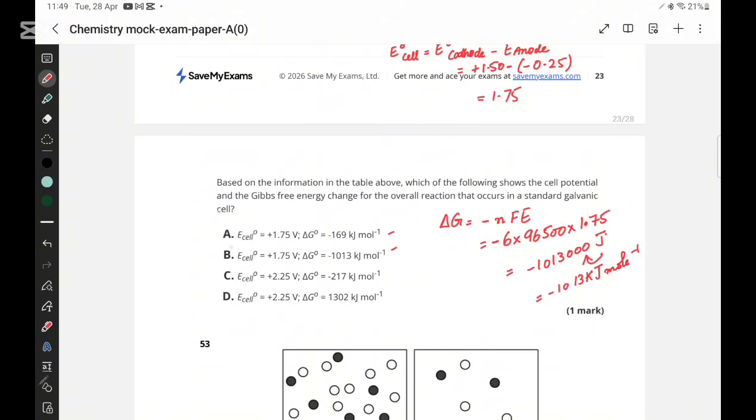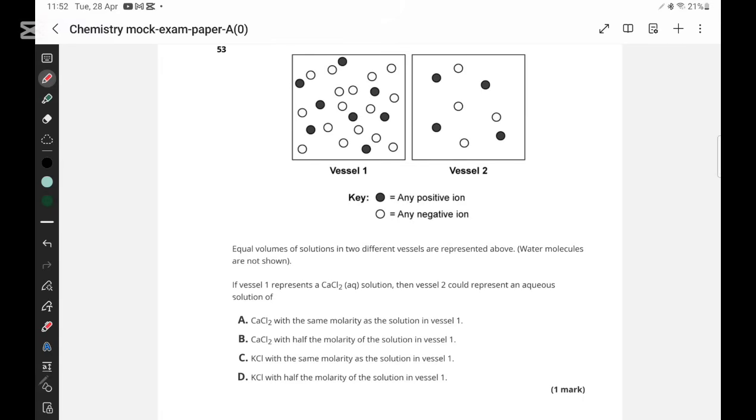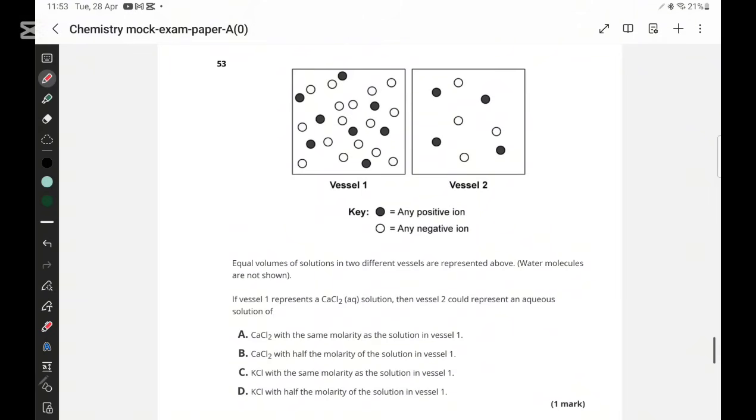So our answer is B. So for the next question, equal volume of solution in 2 different vessels are represented above. Water molecules are not shown. If we count the positive ions here, positive ions are how much? They are 8, because they are positive ions, and negative ions, if you see, is going to be 16.